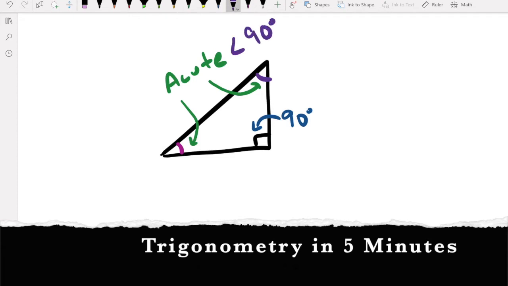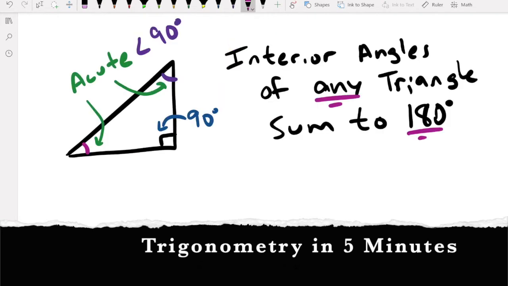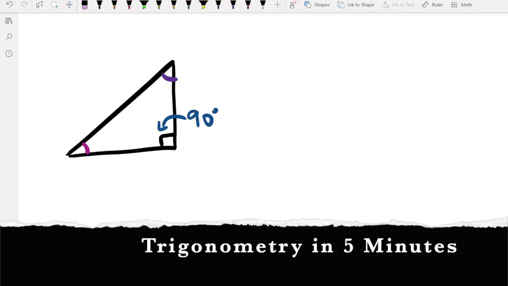And if you recall, the three angles of a triangle sum to 180. And that's true for any triangle, not just right triangles. So these two acute angles do add up to 90 because the whole thing has to add up to 180. Okay, now before we get into the trig, we have to talk about something called similarity.